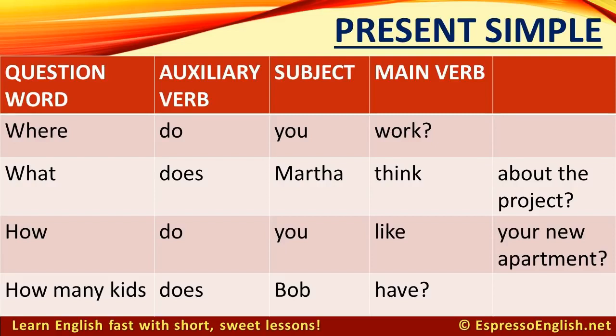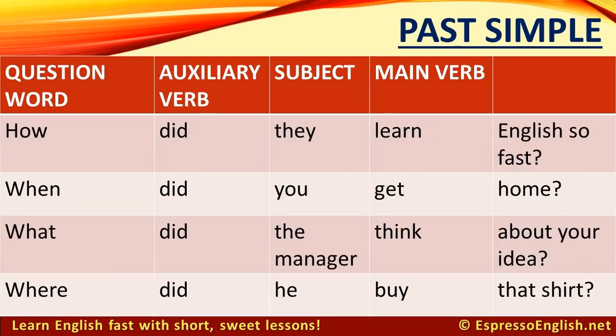What does Martha think about the project? How do you like your new apartment? How many kids does Bob have? The formula also works in the past simple, where the auxiliary verb is did.